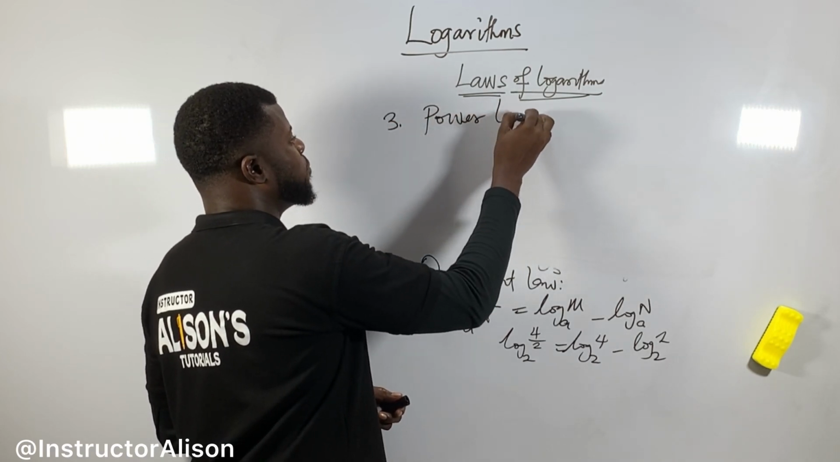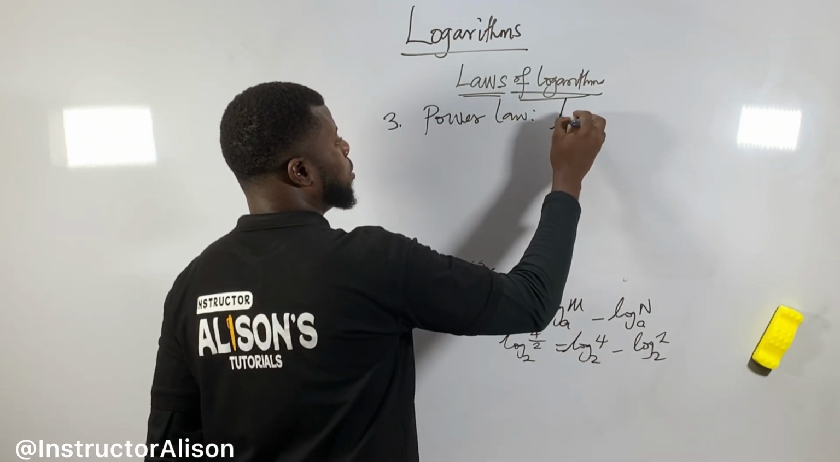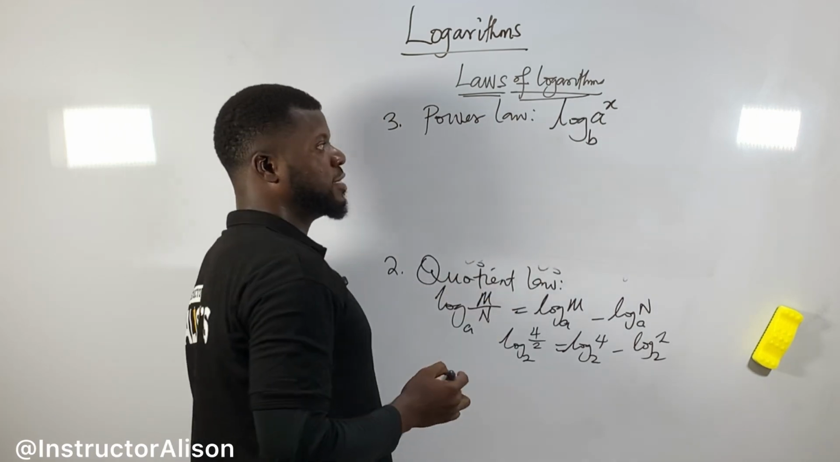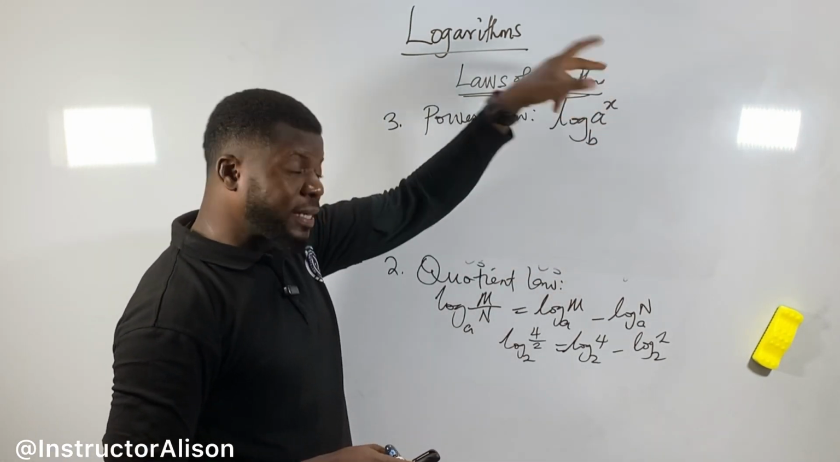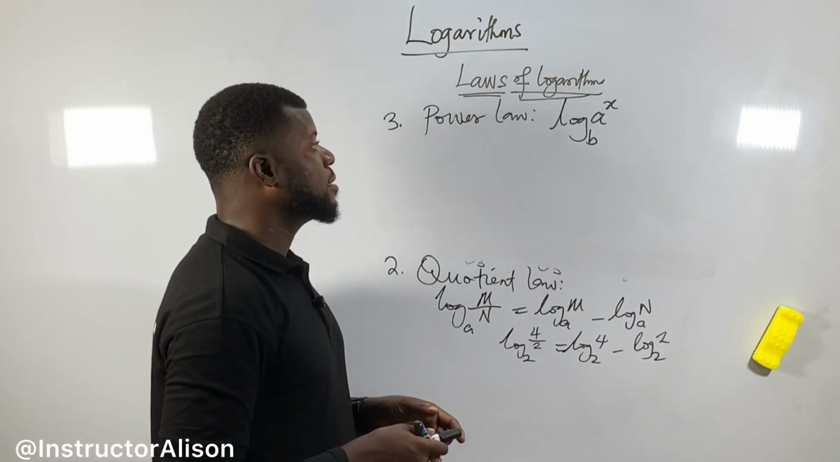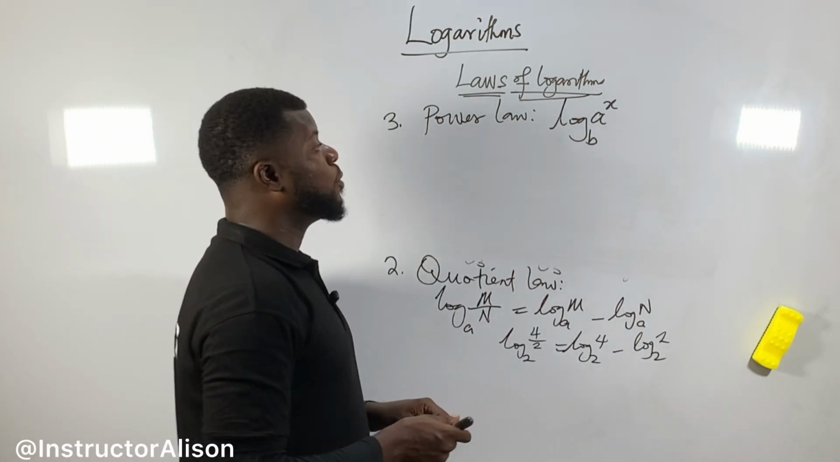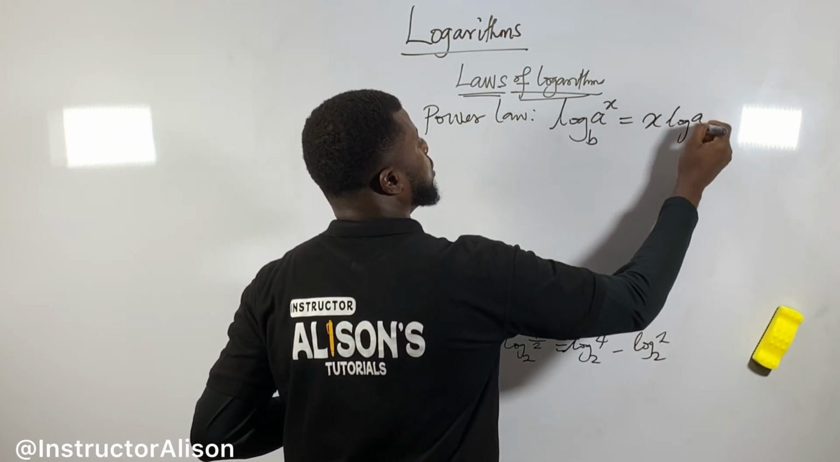How does this power law even work? It's simple, though. If I get log a to the power of x to base b, I don't change things. Anything we say log a to a particular power, make sure that power carries and comes in front of this logarithm. So it is equal to x log a base b.